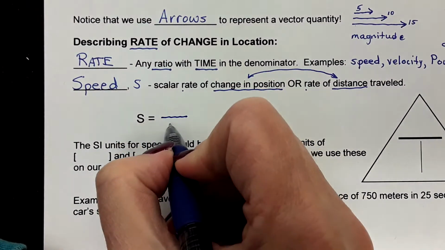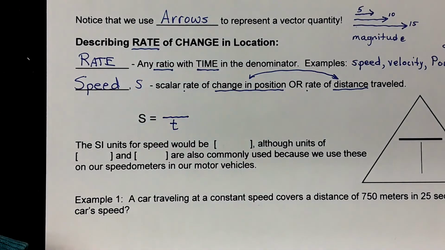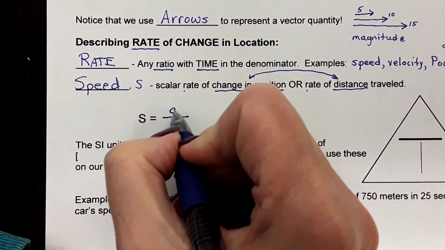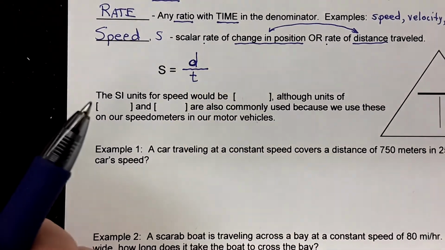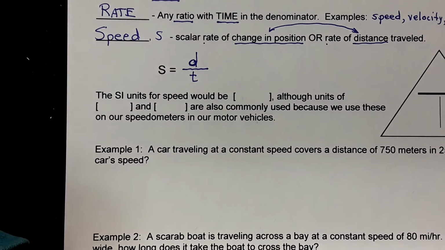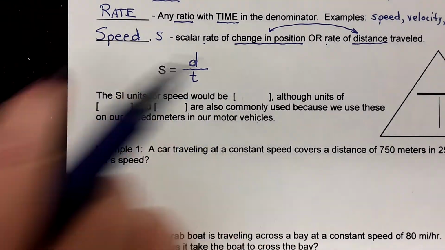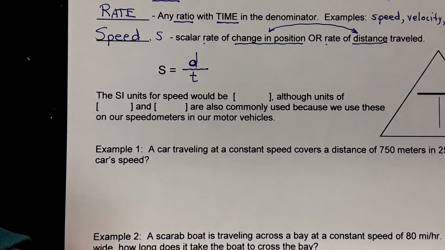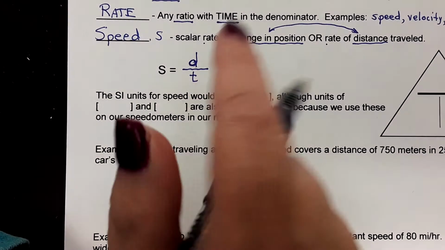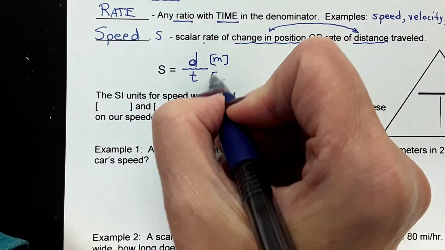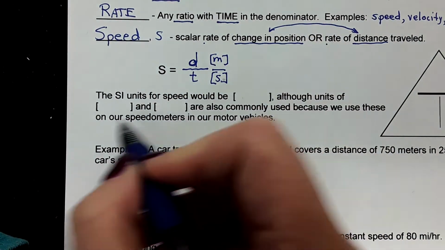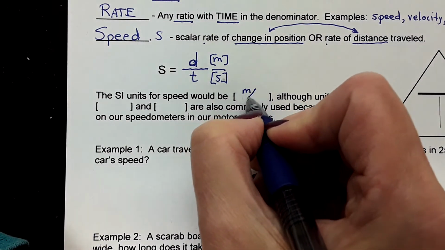So here we go. Here's a ratio symbol, and we're going to put time in the denominator. To make it speed, we put distance in the numerator. So since distance is a scalar, speed is also a scalar quantity. No direction involved, only path length. And the speed is how fast you traveled that path length. The distance per unit time, the meters per second. So those are the SI units for speed, meters per second.